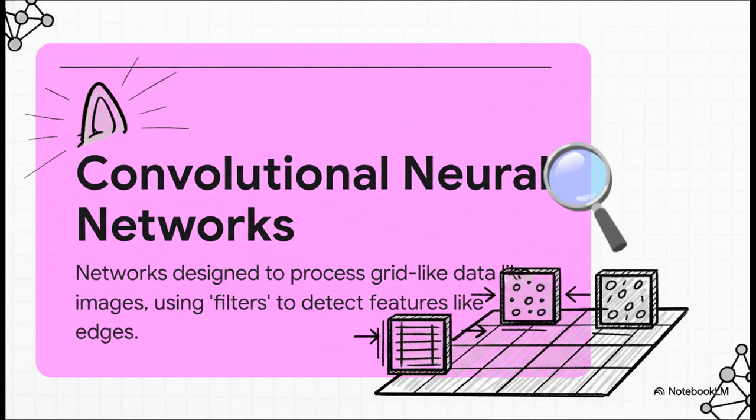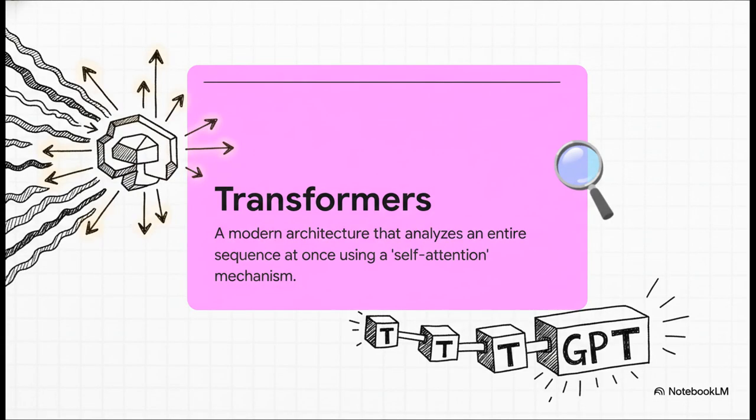Now, for anything visual, you're probably going to be using a convolutional neural network, or a CNN. This is the blueprint for computer vision. CNNs use these special tools called filters that kind of slide across an image, automatically learning to spot important features, like the sharp edge of a table, the texture of a carpet, or even something as specific as a cat's ear.